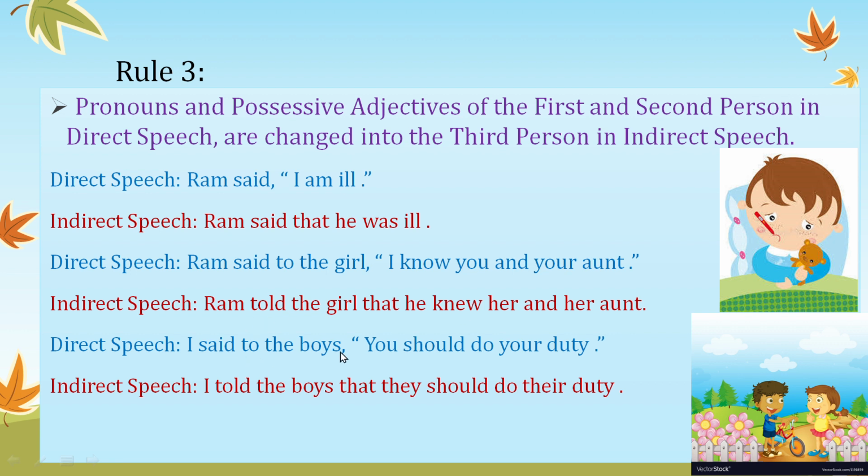Next, I said to the boys. Again, said to has come, so it will be written as told. Boys is in plural form, so the things in the reported speech will be changed in the plural form. I said to the boys, "You should do your duty." Now, here you and your refer to the group of boys, so we will change it into plural only. I told the boys that they should do their duty. So in place of you and your, we have used they and their.